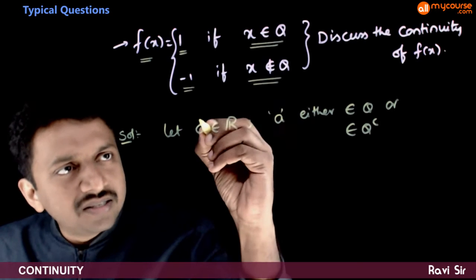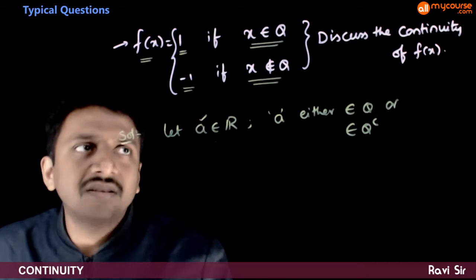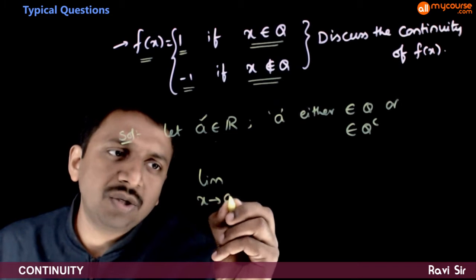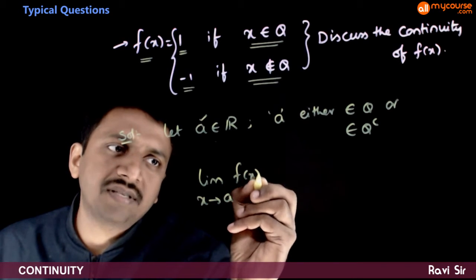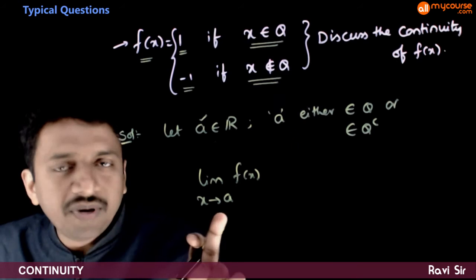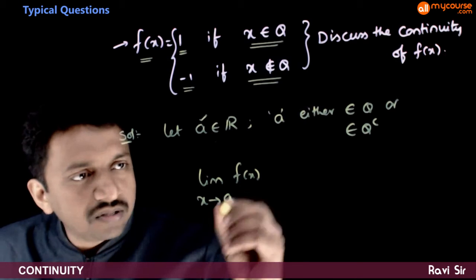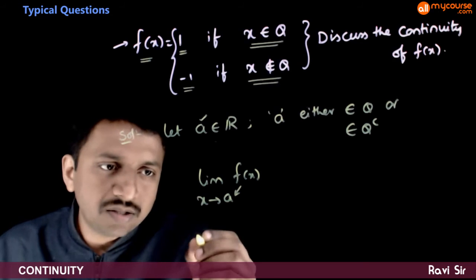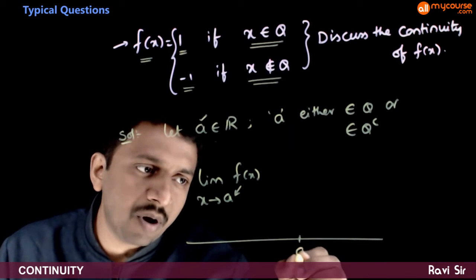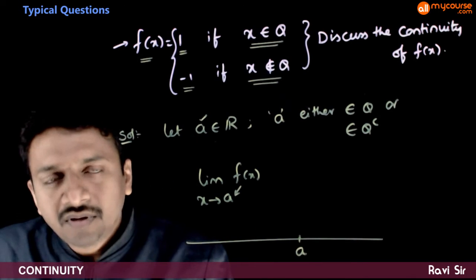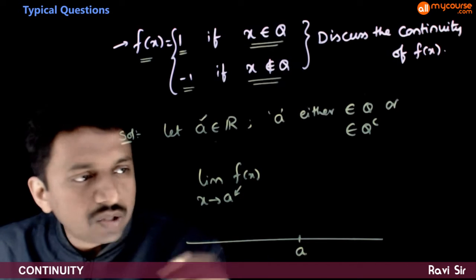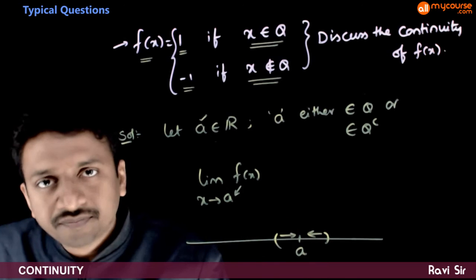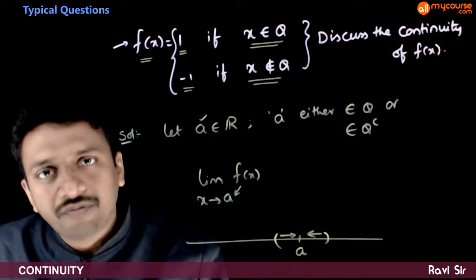So whatever this real number is, let us try to find the limit as x tends to a of f(x). So a can be either a rational or an irrational number. This a will be some number on the real number line. So what is the meaning of limit? As x tends to a, that is, x goes closer and closer to a, that is, x lies in the neighborhood of a.